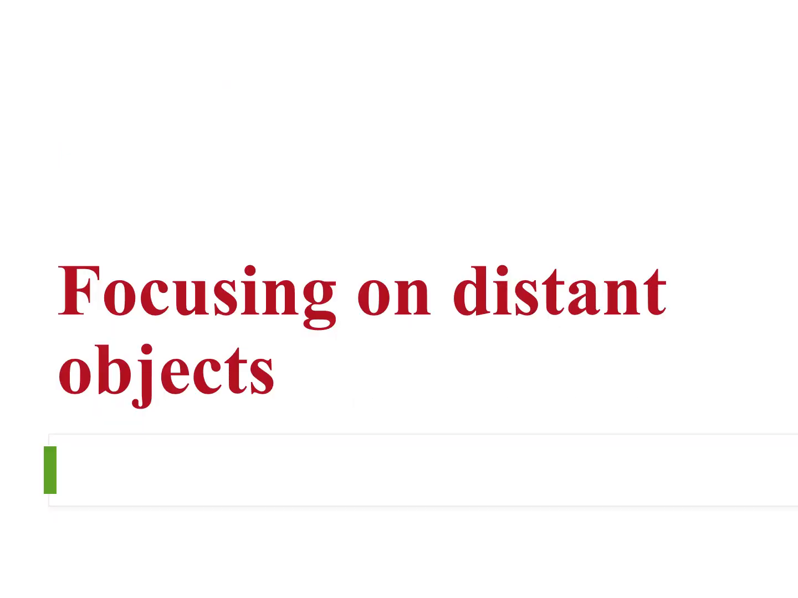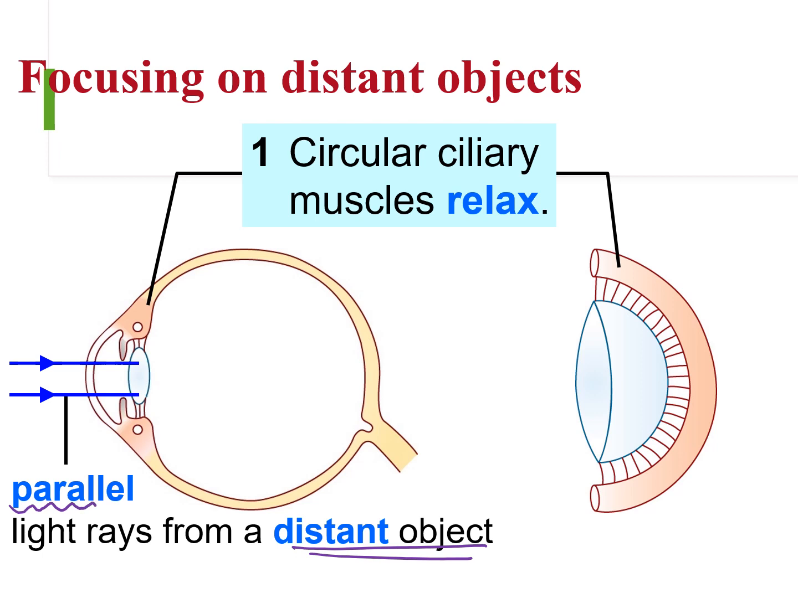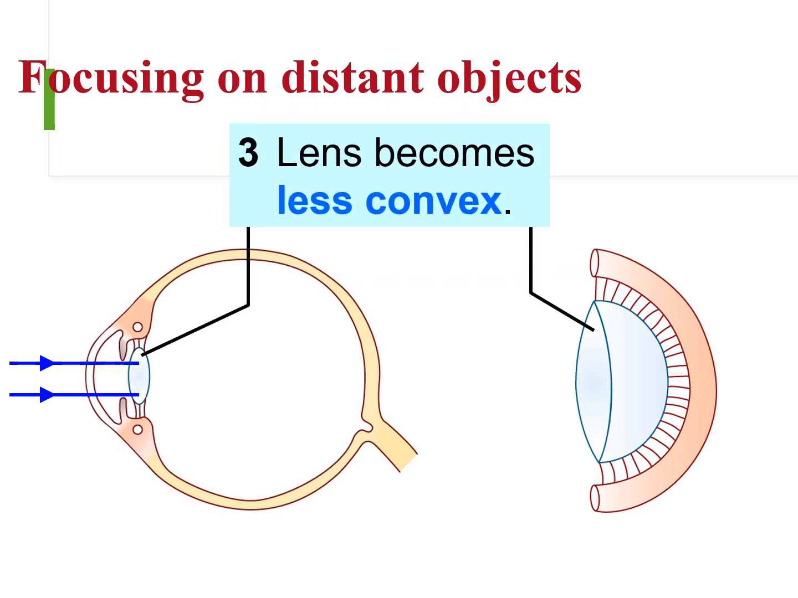When you are focusing on a distant object, that means a faraway object, light rays enter your eye from the distant object as parallel light rays, and your ciliary muscles will relax. When the ciliary muscles are relaxed, the suspensory ligaments are pulled or tightened with an increased tension. Since the suspensory ligaments are pulling, the lens becomes less convex or thinner.